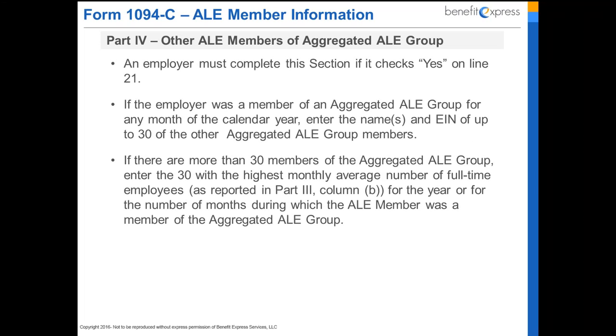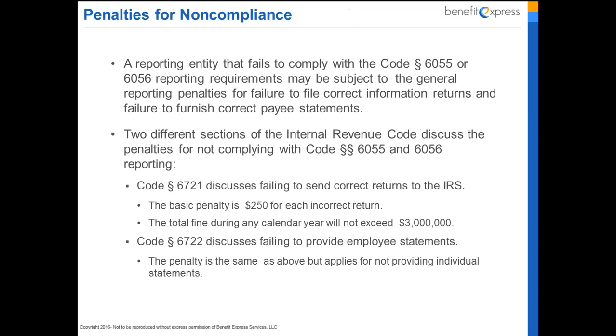And then if you're a member of a control group, and as I indicated in part 4, if you answer yes in line 21, you have to indicate all members of the control group. Now the question is, suppose I don't do this. What happens? This slide indicates that if you don't complete the form correctly, there's a $250 fine if you don't give it to the employee, another $250 fine if you do not file it with the Internal Revenue Service.